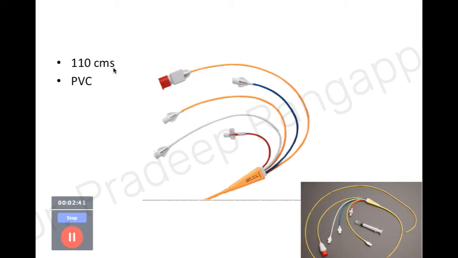So it is usually 110 centimeters long, made of PVC, and as you see, it has five ports. And the candidate is expected to know what these five ports are. You see the red one, so this is the thermistor, where there is a heat sensitive electrode. And this is the distal port, which basically sits in the pulmonary artery and measures the pulmonary artery pressure, and that is where the blood is drawn to assess the mixed venous oxygen in the blood.